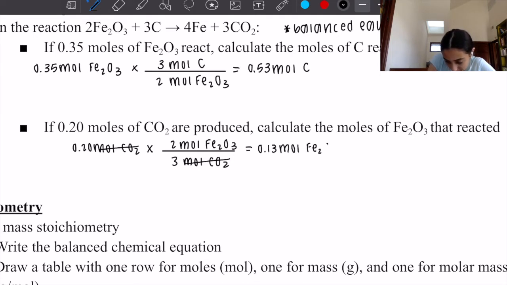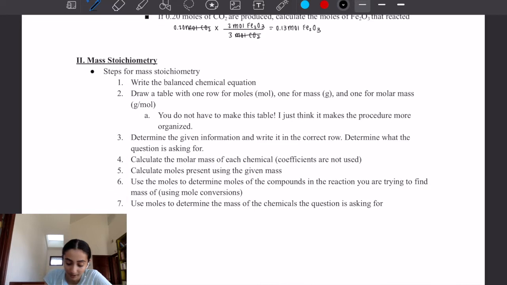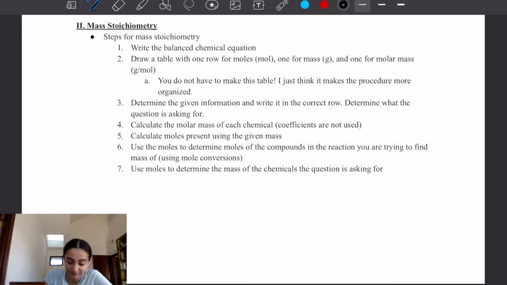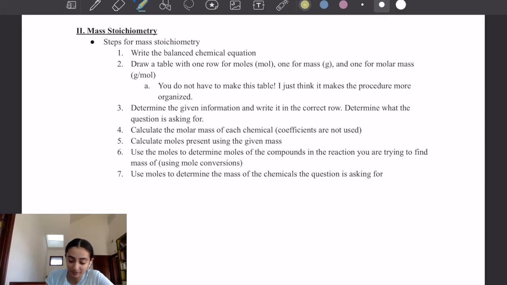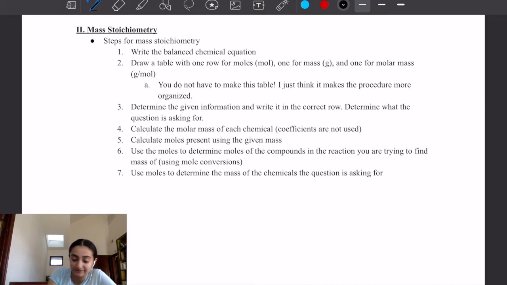So now we're going to move on to mass stoichiometry. I've written out some steps that I learned and used from the notes that I had when I was learning honors chemistry, and we are just going to go through them with an example problem. So our first step is going to be to write the balanced chemical equation, because this is really important for mole ratios to make sure you have the correct coefficients, which show the correct ratio.